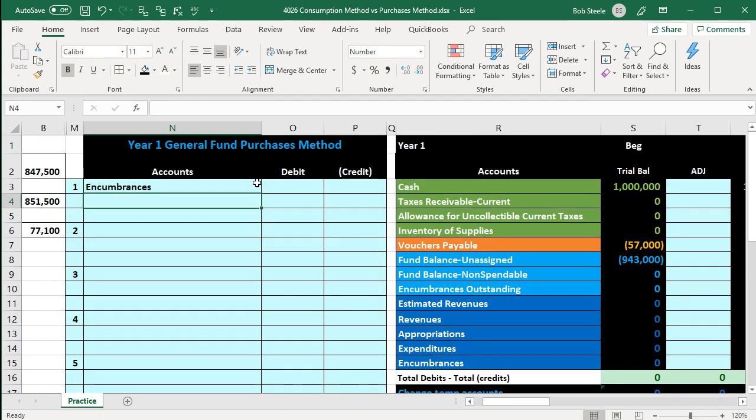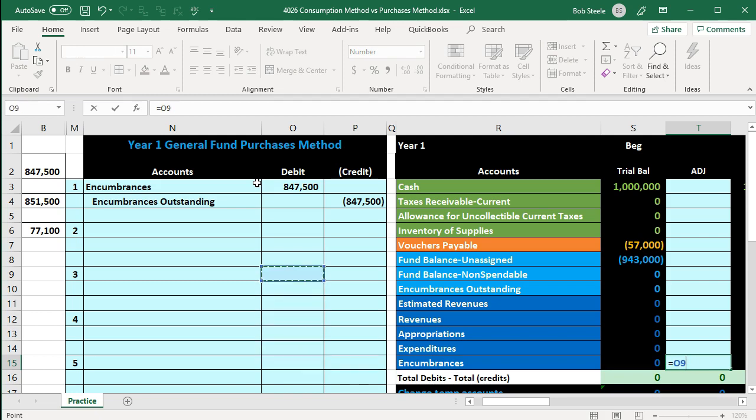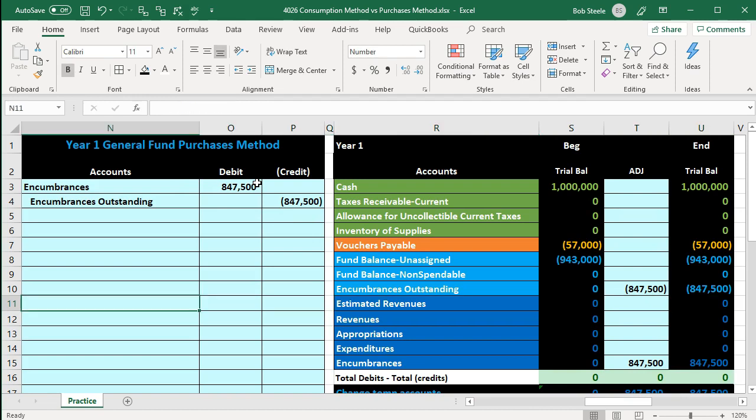We have the encumbrances, and then we have the encumbrances outstanding. That's for the estimated amount. Nothing new, nothing different. We're going to post this, encumbrances. We'll post this down here to cell T15 equals. That's going to be the debit. The credit's going to be in the T10 equals. That'll be the credit. So there we have that. That's kind of our holding account.